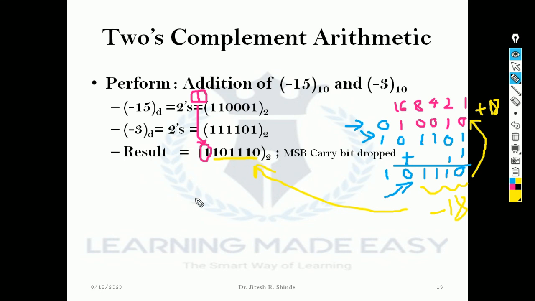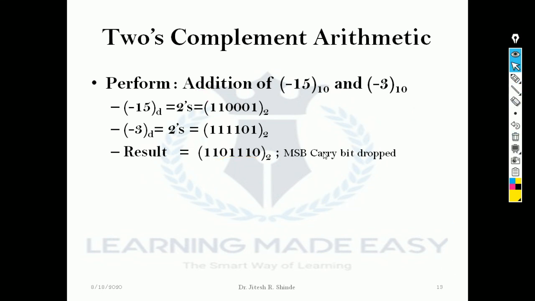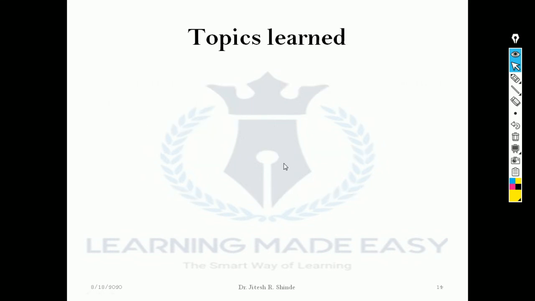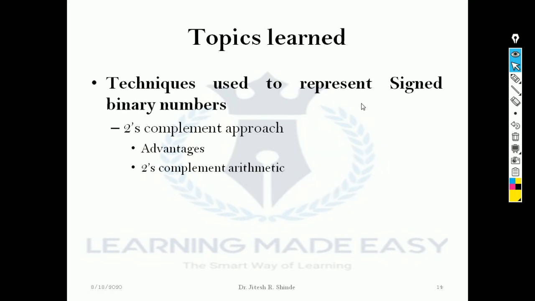Thus we can conclude the rule which has been framed: if a carry is being generated from the MSB bit addition, the result will represent the actual magnitude, and there is no need to compute the 2's complement of the result. But if the MSB bit addition is not generating a carry, in that case we need to find the 2's complement of the number.